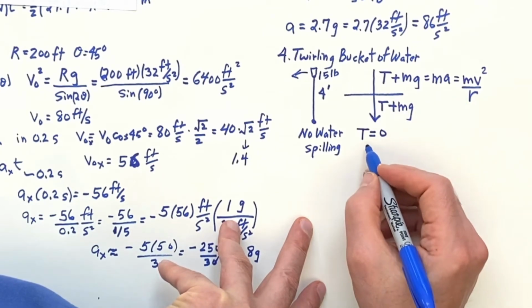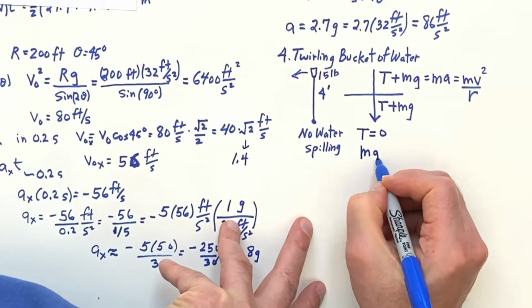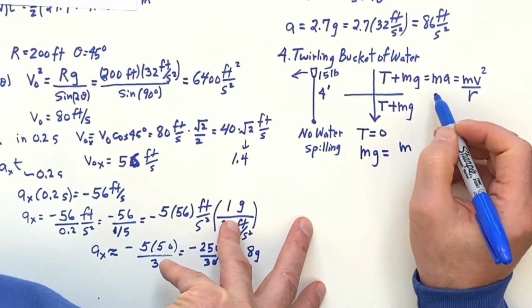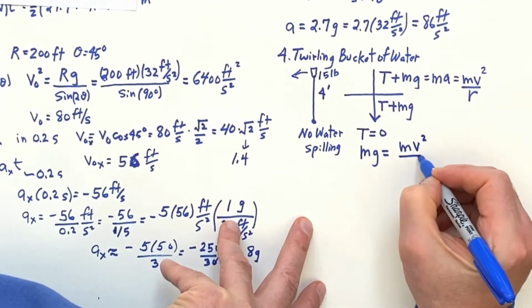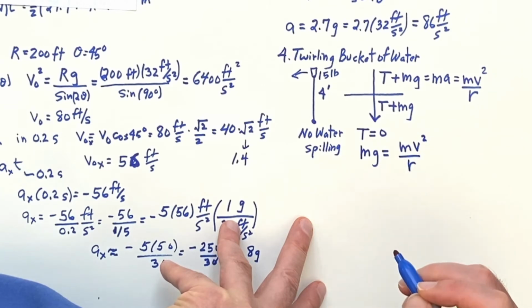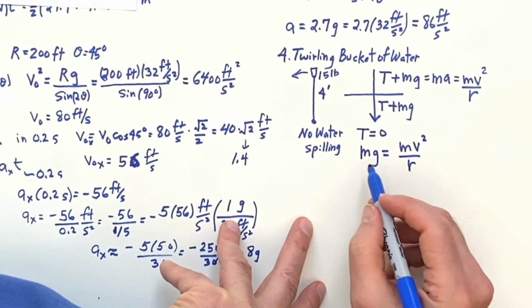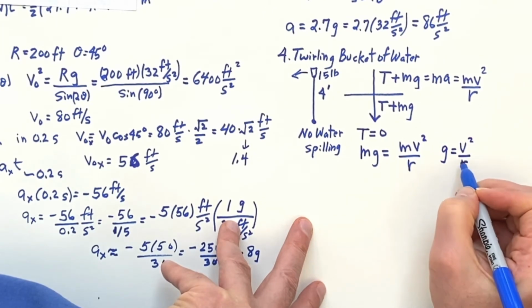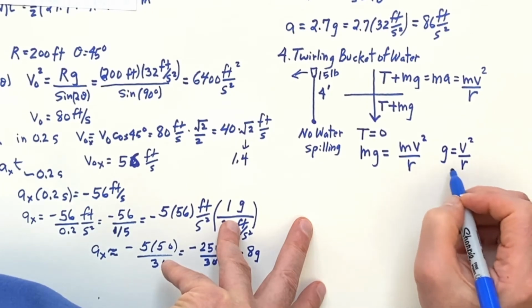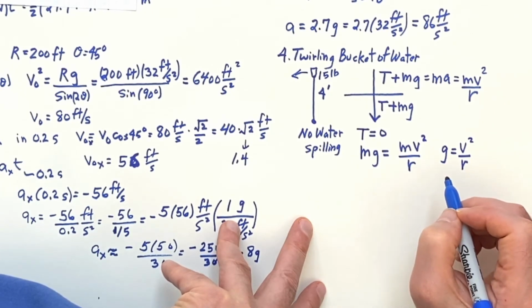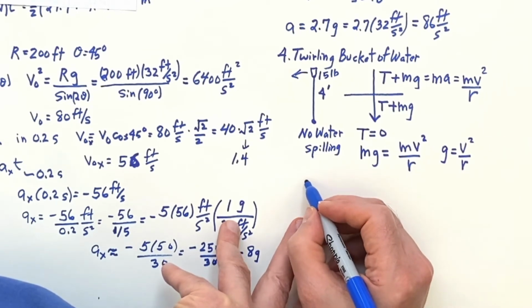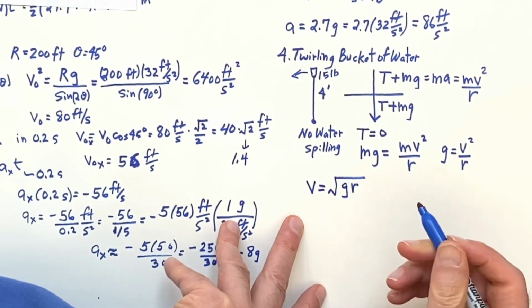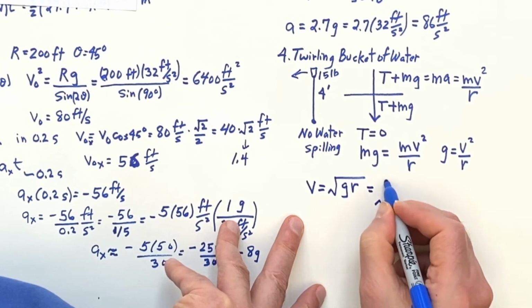So then when you have T equal to 0, you're going to get mg equals mv squared over r. You notice that the masses cancel, and you get g is v squared over r. We saw in class this v squared is gr coming together dimensionally in various problems. So that means v is the square root of gr. And now we can put in the numbers.